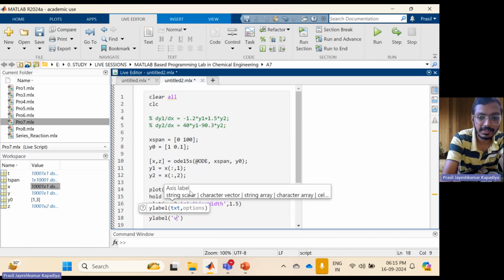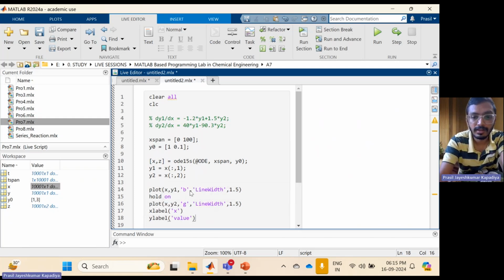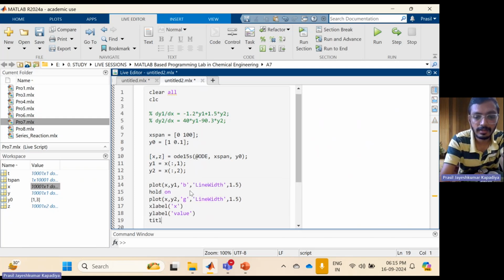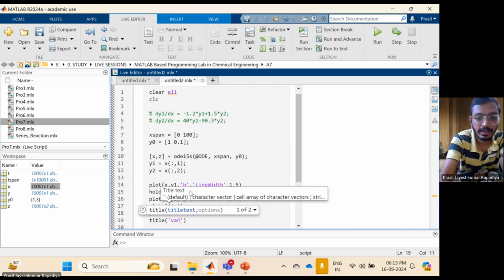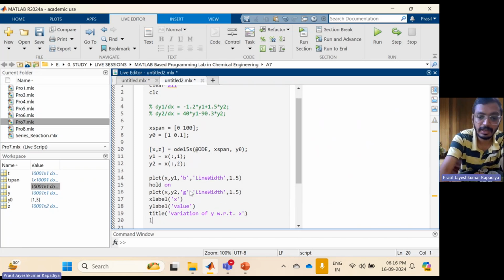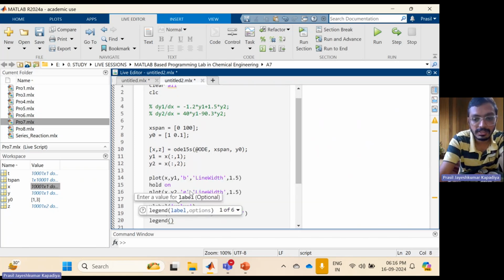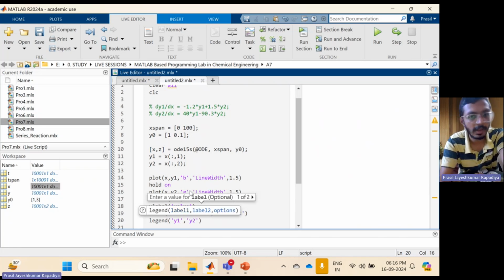Let's say I'm just writing it, correct? And the title is just some random thing, the variation with respect to x. I'm just giving it a title. My first legend is y1 corresponding to the first graph, and y2 for the second one.